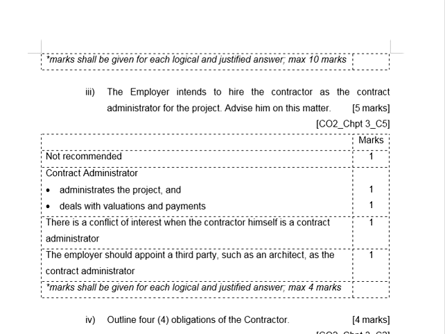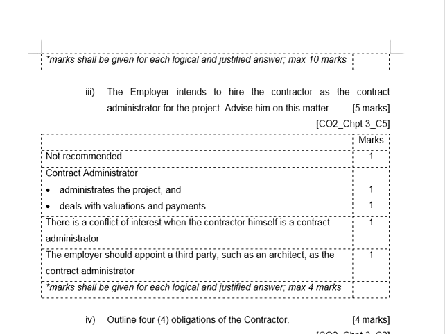Let's say now you would like to expand the question further. You can add other additional conditions. Taking this as an example, the employer intends to hire the contractor as the contract administrator for the project. This is from another chapter, and you would like to acquire critical inputs from the students. This can be a C5 question.